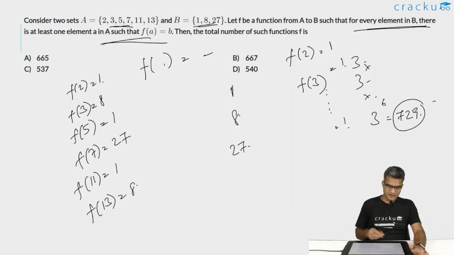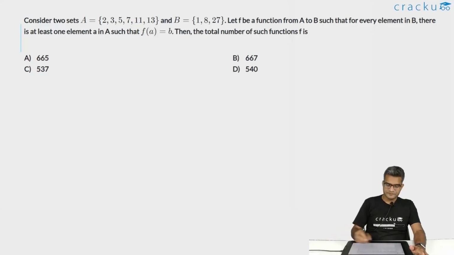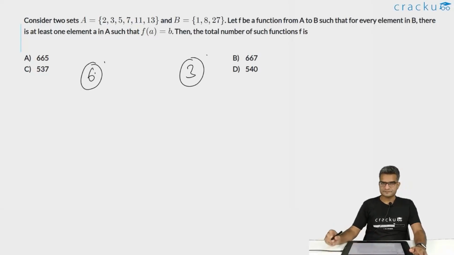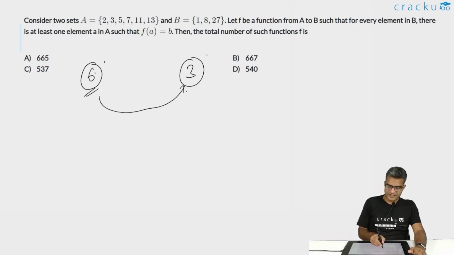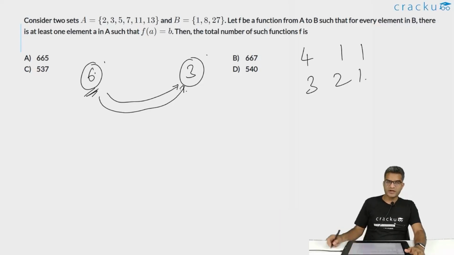Now, if you are looking at how many ways in which you can actually do it. So, you have 6 elements in A and you have 3 elements in B. Now, you have to divide these 6 elements such that at least one element comes to every element in B. So, this 6 can be divided either as 4, 1 and 1 or it can be divided as 3, 2 and 1 or it can be divided as 2, 2 and 2.